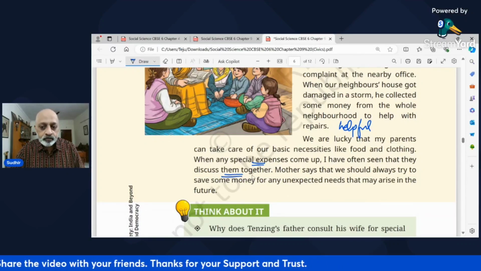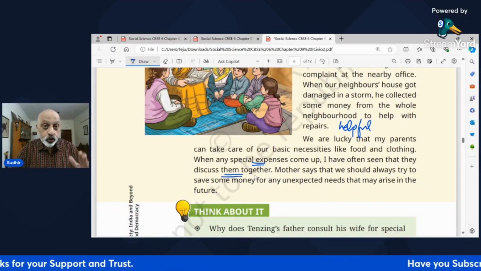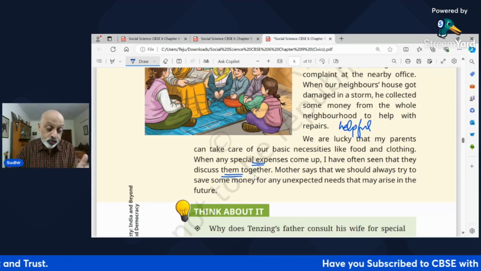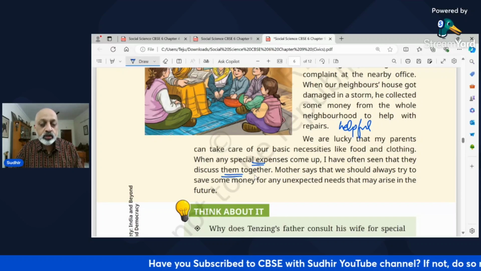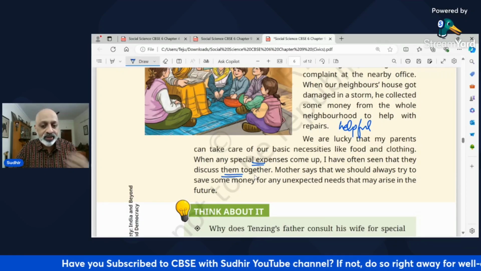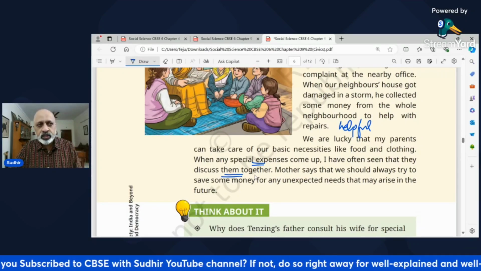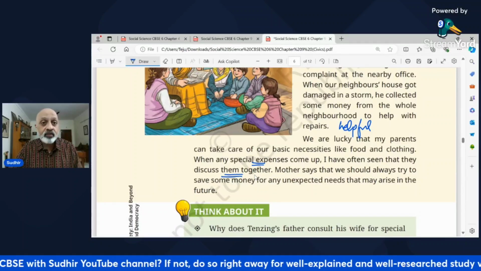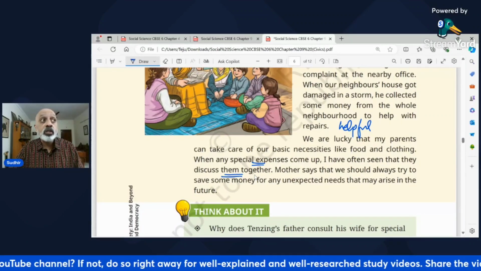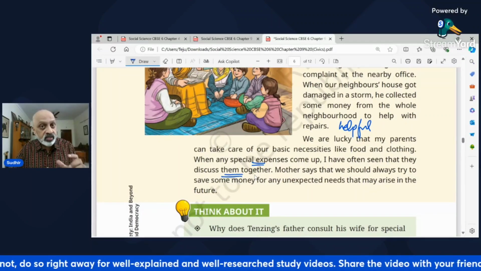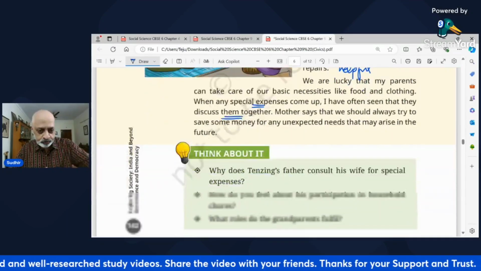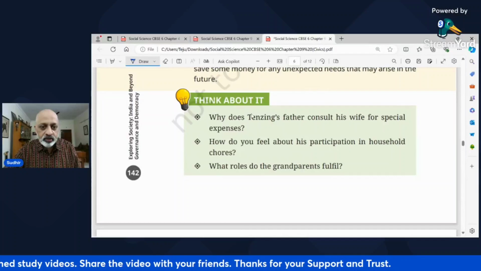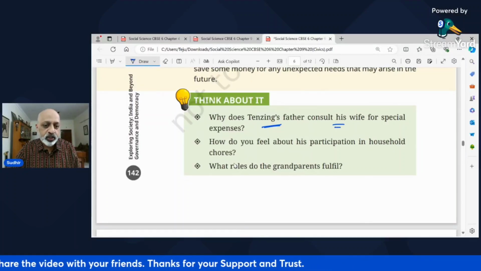So mother and father discuss them together, whether we should go in for this brand or that brand, because this brand is more expensive than the second brand. So mother says that we should always try to save some money for any unexpected needs, especially medical expenditure. Whether you have medical insurance or not, suppose there is a medical emergency, you should be able to have some money reserved so that you can spend on the hospital expenditure. So that's why Tenzing's father consults his wife for special expenditure.